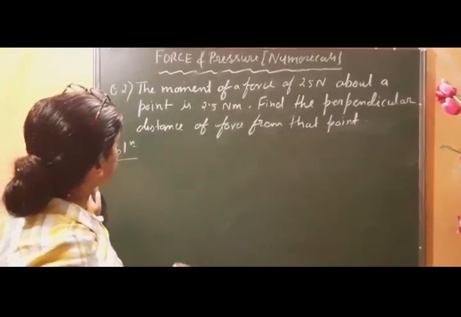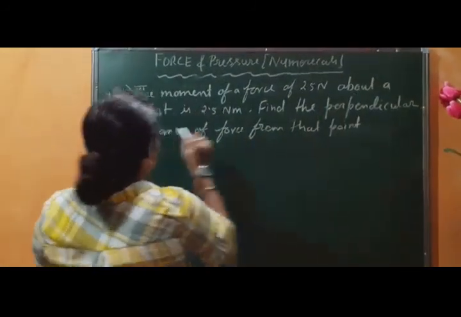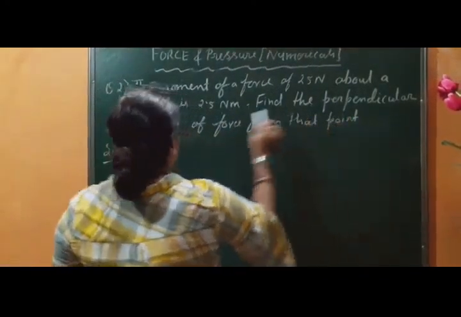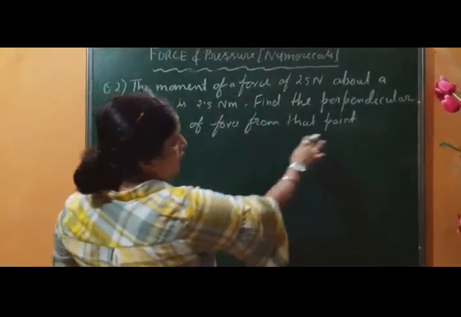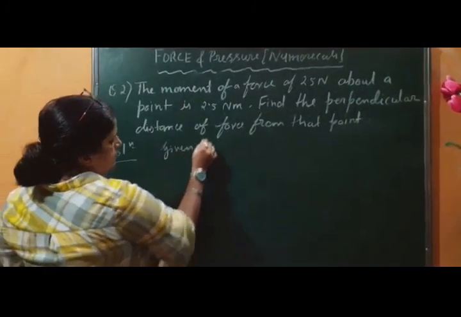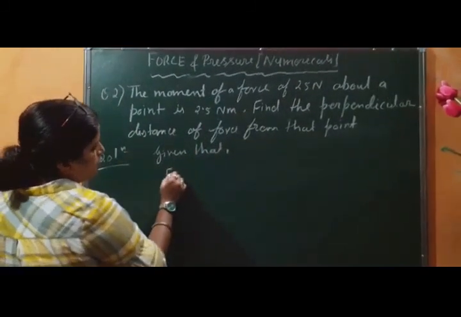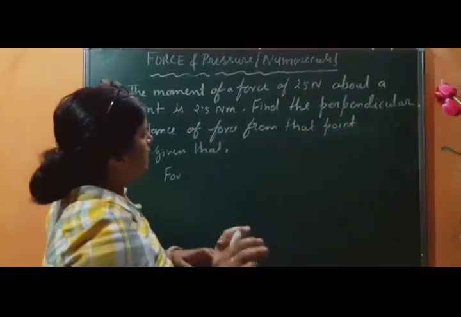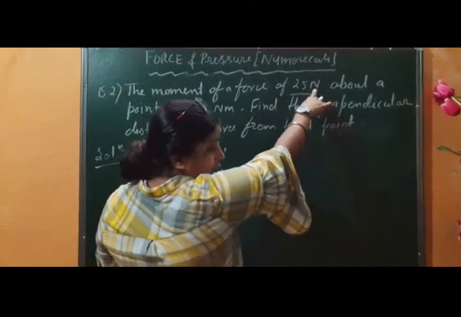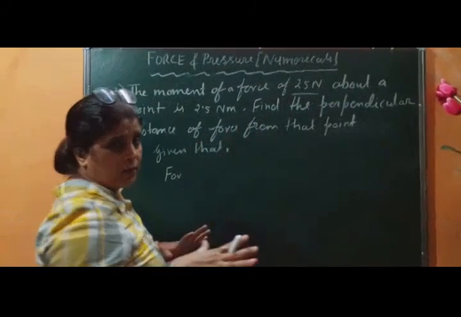Let's see what our next question is. The moment of a force of 25 Newton about a point is 2.5 Newton meter. Find the perpendicular distance of the force from that point. So first of all, what is given? We will note that down. Given that, force is 25 Newton. Here you have to be careful, see what is written, don't be confused. This is not the moment of force. Your unit gives you the hint: this is force. Newton meter is the moment of force. Fine, children, try to understand both.